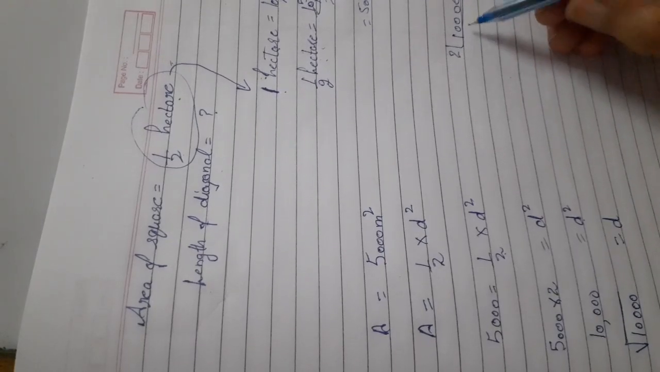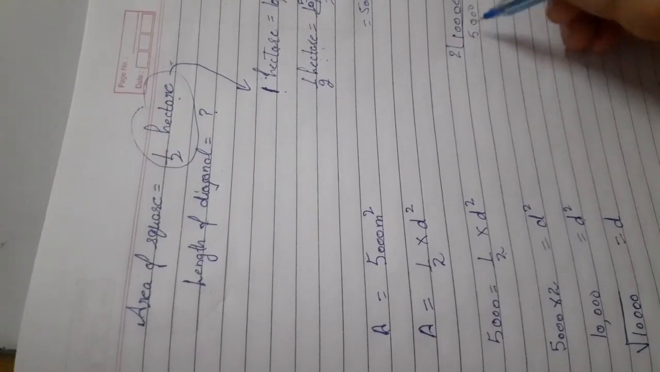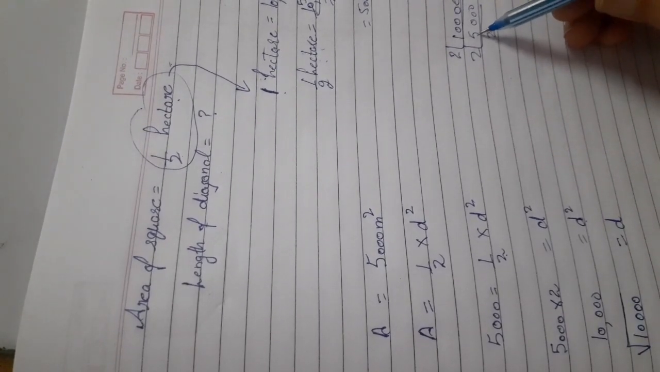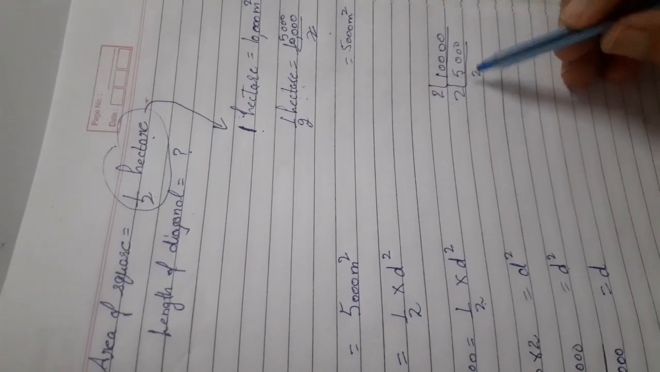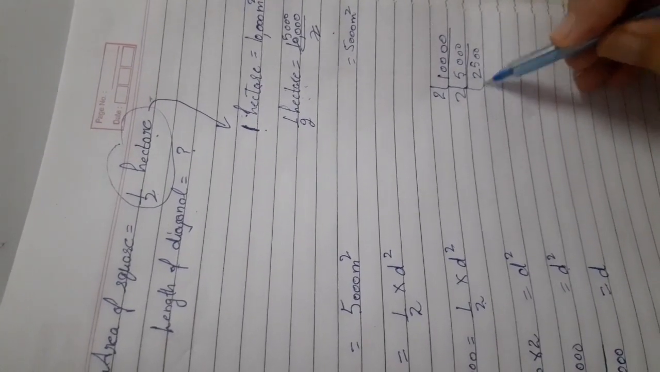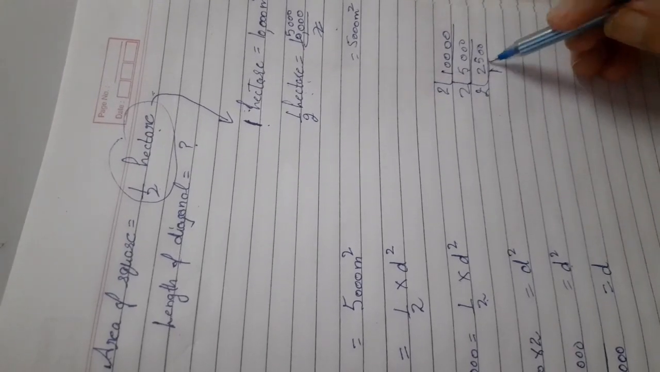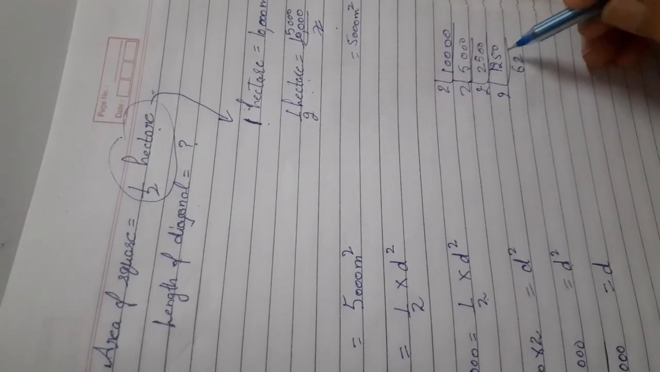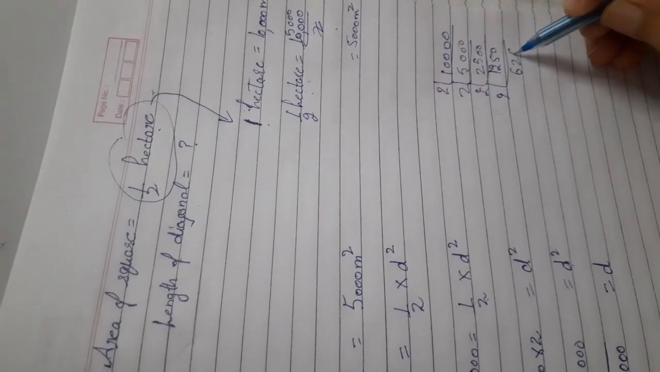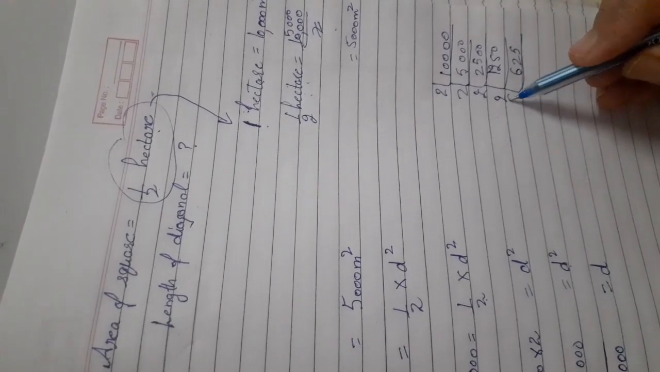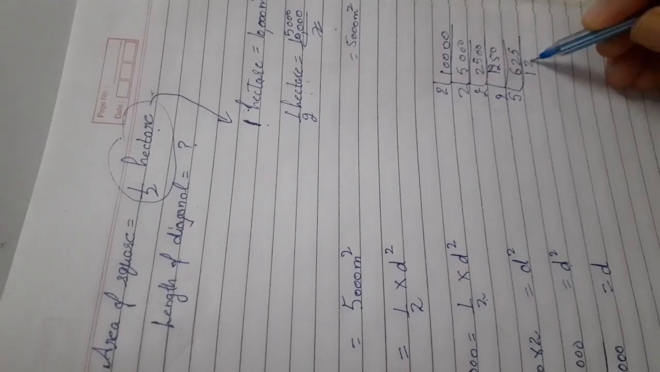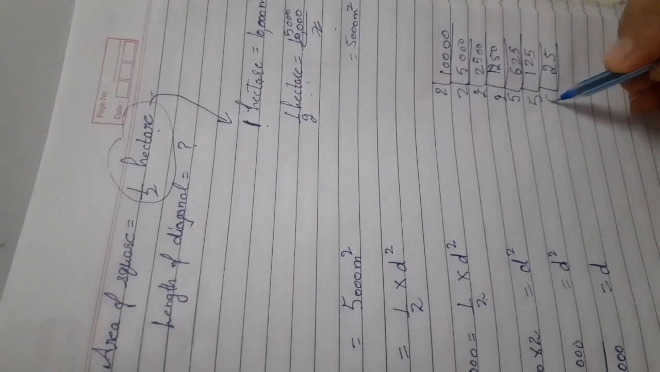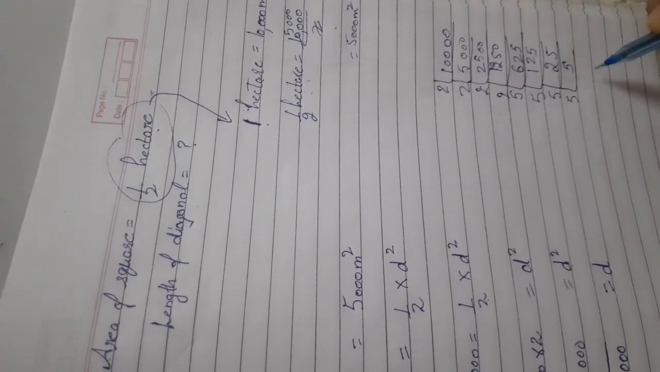So 2 5s are 10, 2 2s are 4, 2 1s are 2, 2 6s are 12, 2 2s are 4, 2 5s are 10. Now this will go on 5, 5 1s are 5, 5 2s are 10, 5 5s are 25, 5 2s are 10, 5 5s are 25, 5 5s are 25, and 5 1s are 5.